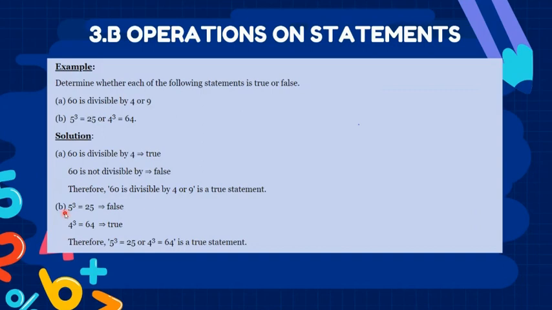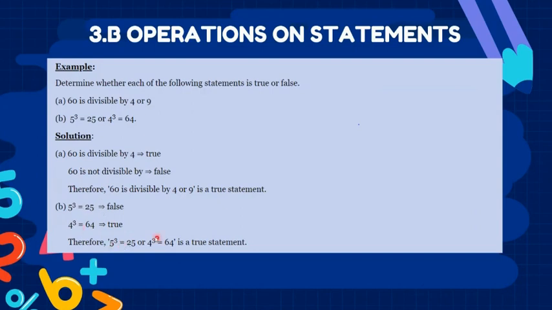Okay, for the next one, question B: 5 to the power of 3 is 25. This one is false, because the answer should be 125. And the next one is 4 to the power of 3 is 64. For this equation, it is true.